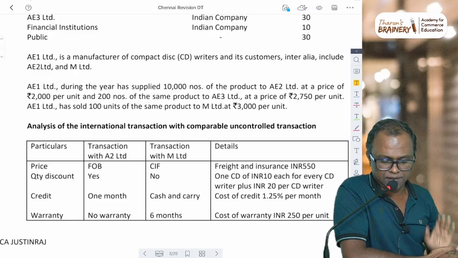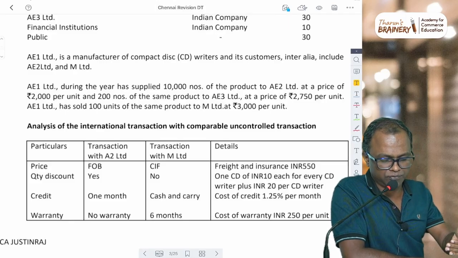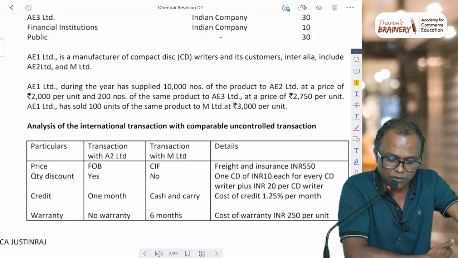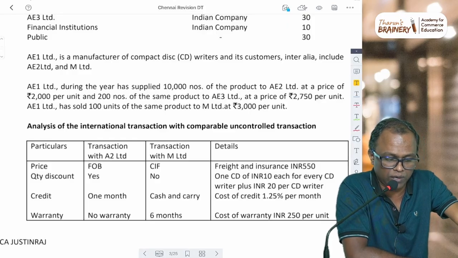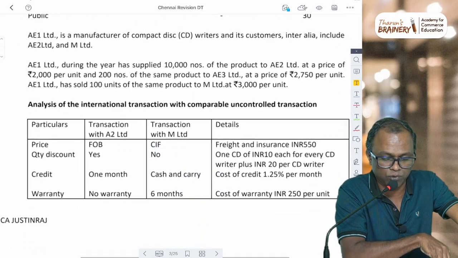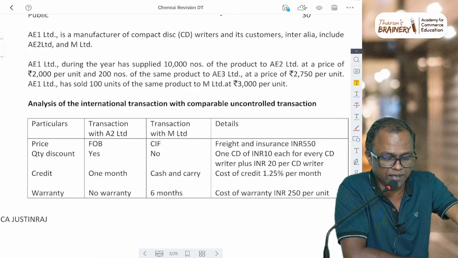So the price of M Limited is 3,000 per unit. So 3,000 into 1.25%, for 1 year, right? Assume all the details are for 1 year. So we have to add for one year credit. We can add 1.25% on that 3,000 for 1 year. We have to add.